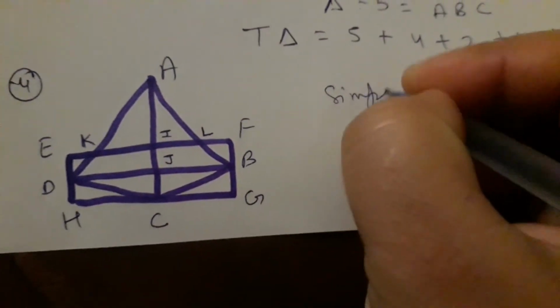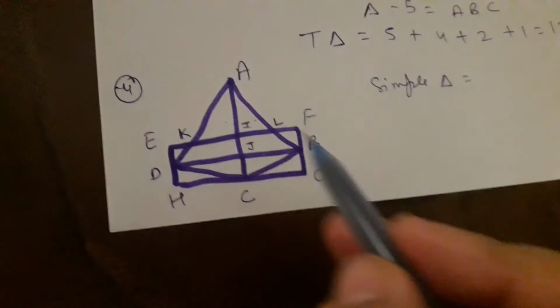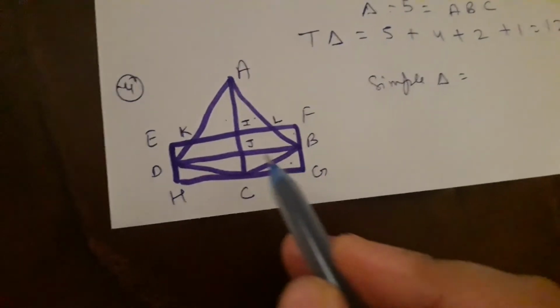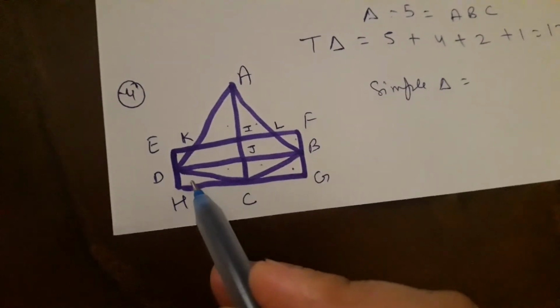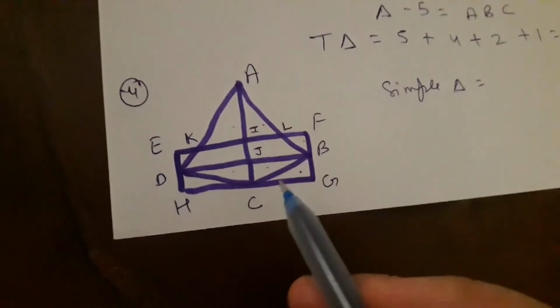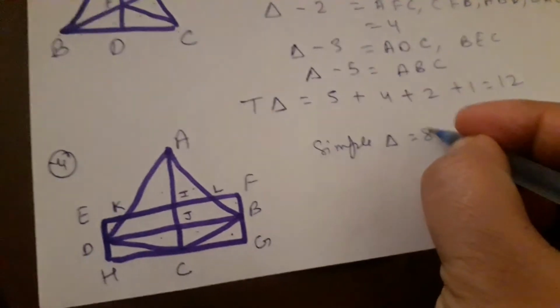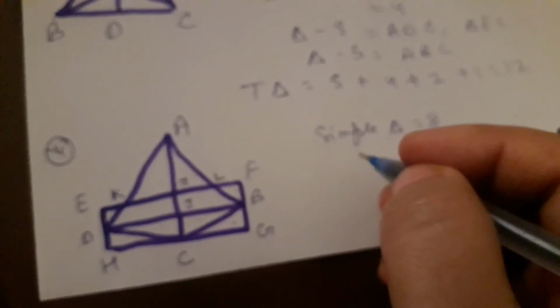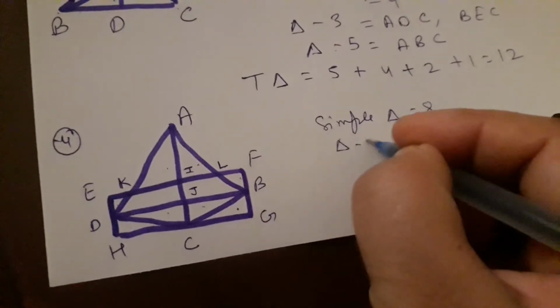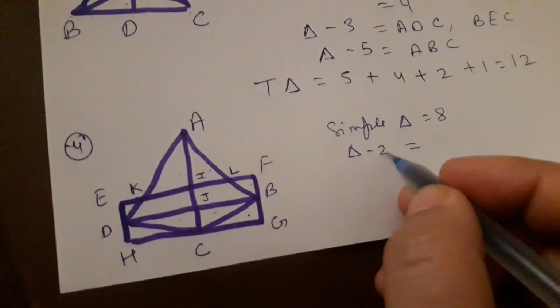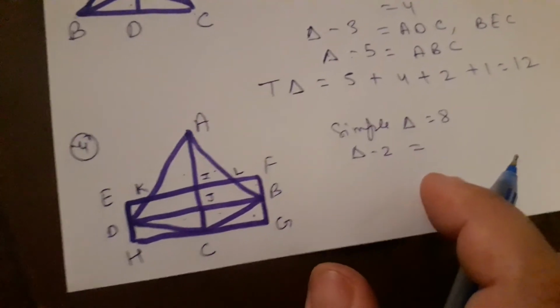Now we will count the simple triangles. In this figure you can see how many simple triangles are there: 1, 2, 3, 4, 5, 6, 7, 8. The total 8 simple triangles are there. Now we will look for triangles composed of 2 components. How many triangles are composed of 2 components? So we will see.